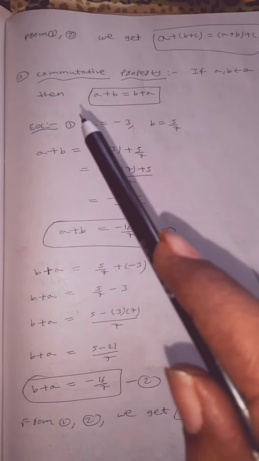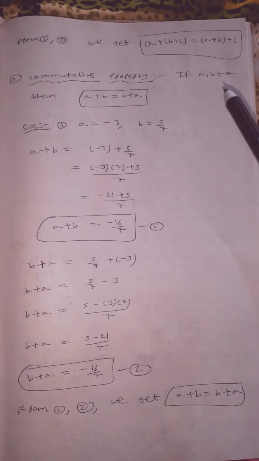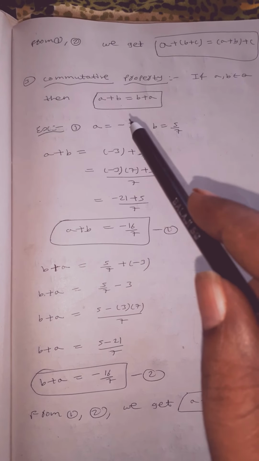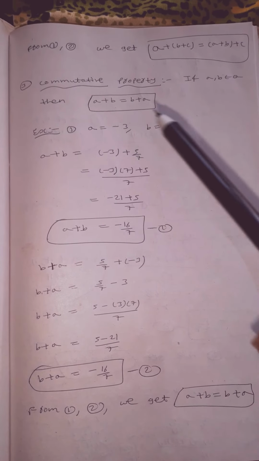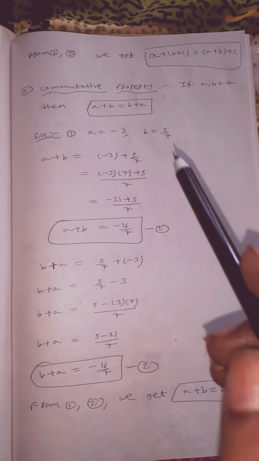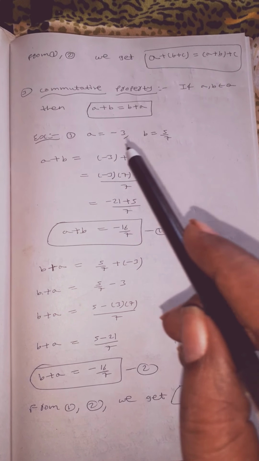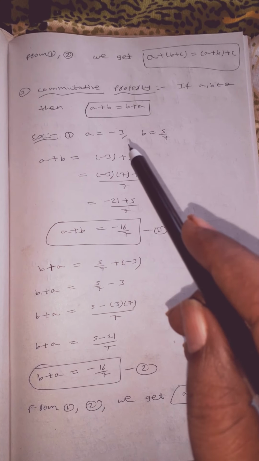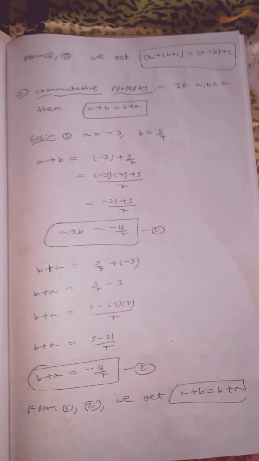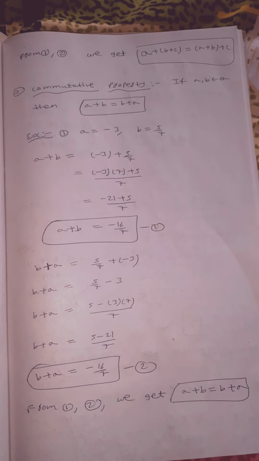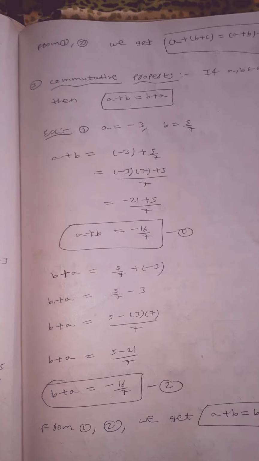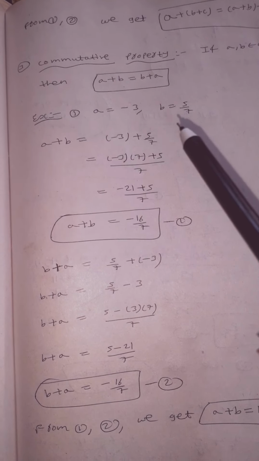Next property is, children, commutative property. If a comma b belongs to q, then a plus b is equals to b plus a. So here first example I have taken like this, children. A is equals to minus 3. It is a rational number, children. Why? Because minus 3 can be written as minus 3 by 1, means in p by q form. Next b is equals to 5 by 7 I wrote, children.